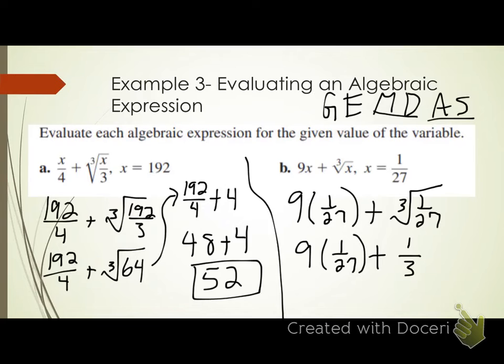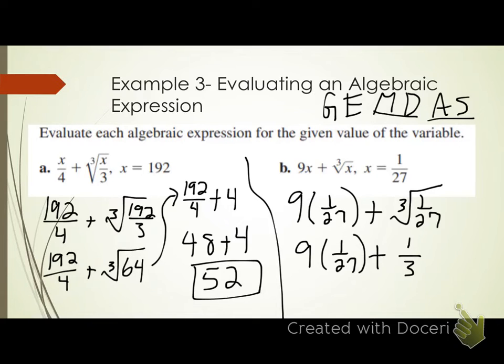Do I have any grouping symbols with operations going on inside of them? Well, technically I do. I do have these grouping symbols with division going on inside, but can I simplify that any further? No. So I can go ahead and skip my grouping symbols. Do I have any exponents? Nope, so I can skip the E. Do I have any multiplication or division? Yes. I've got 9 times 1/27.